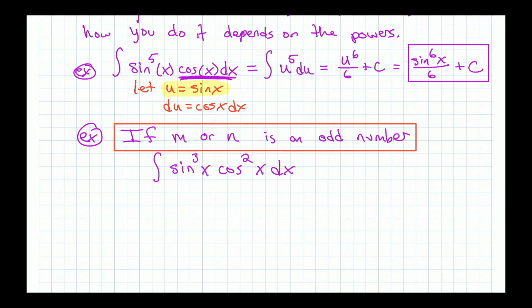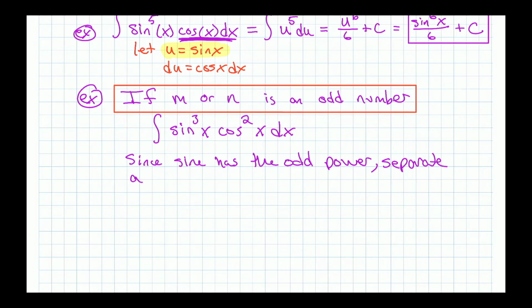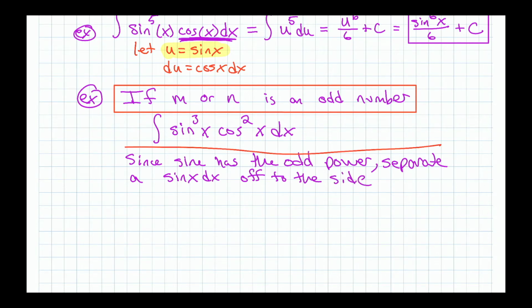Then what you want to do is separate one of the odd powers off to the side. Not one of the odd powers, one of the functions with an odd power. So since sine, in this case, has the odd power, separate a sine x dx off to the side.